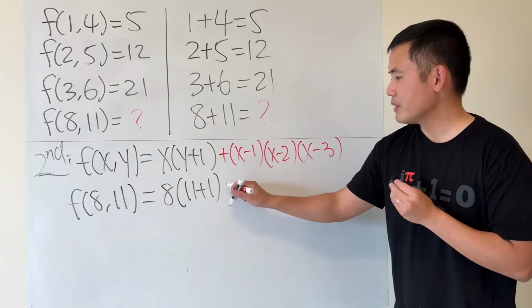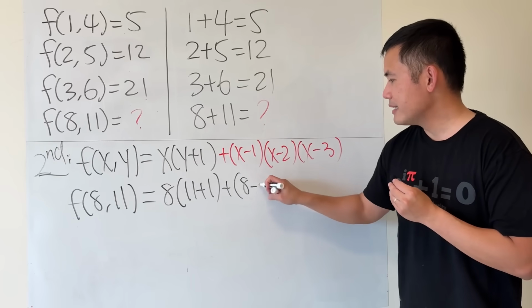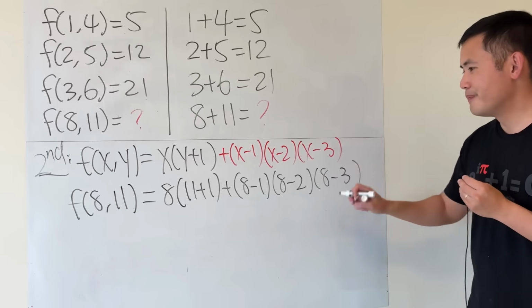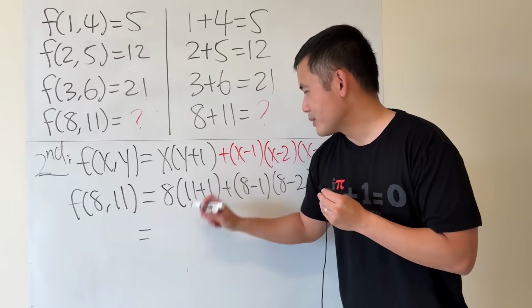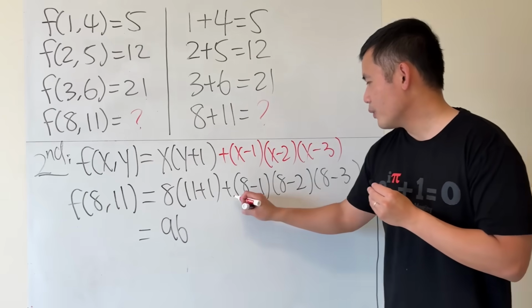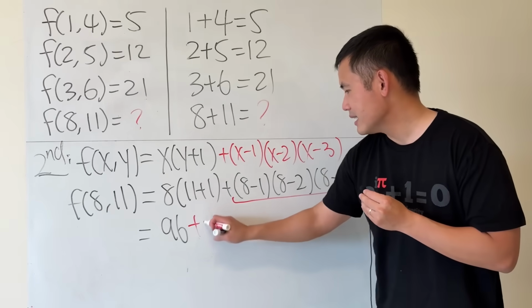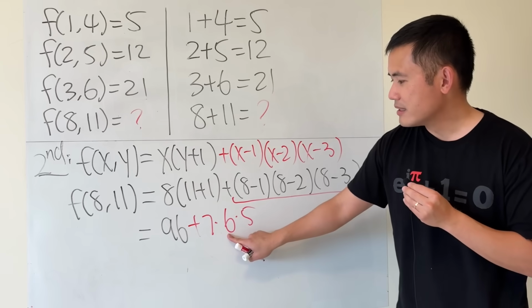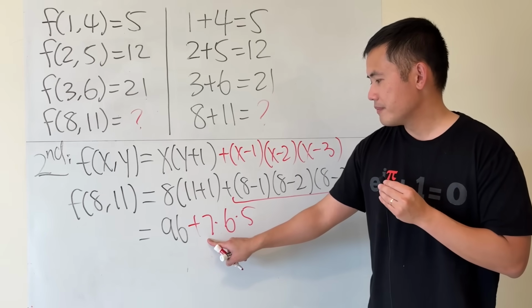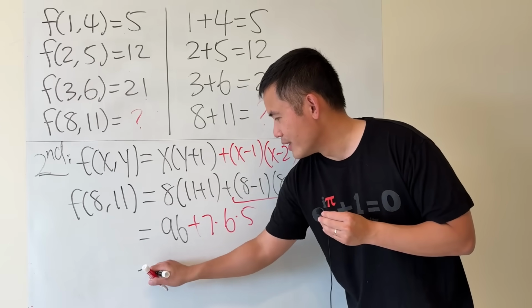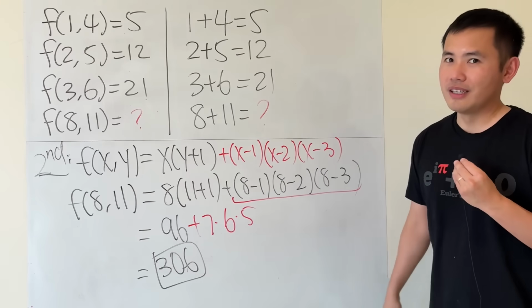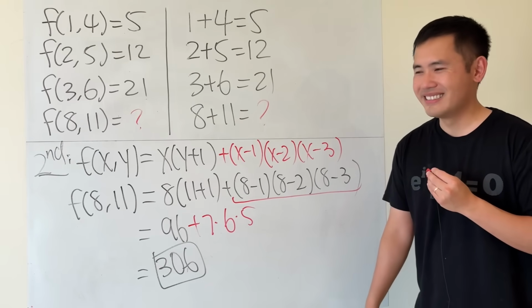But we will have plus 8 minus 1, 8 minus 2, and then 8 minus 3. Now have a look. This right here is 96. And all this right here, we just have to add 7 times 6 times 5. So that's 30, that's 21. Plus that, altogether, we end up with 306. And that's also a legitimate answer. What do you guys think? That's it.